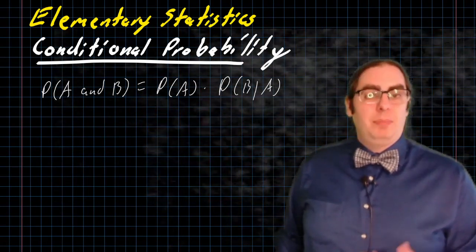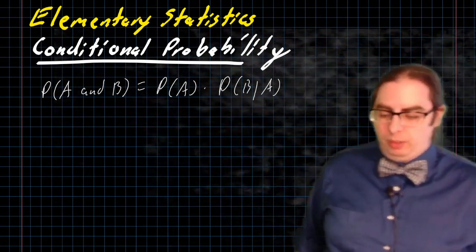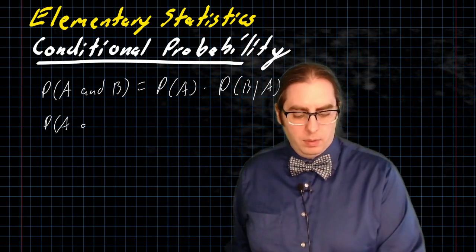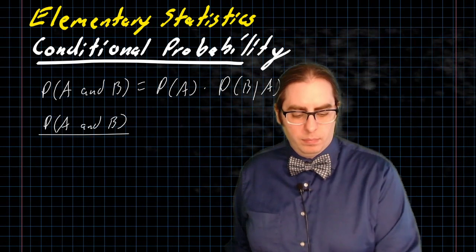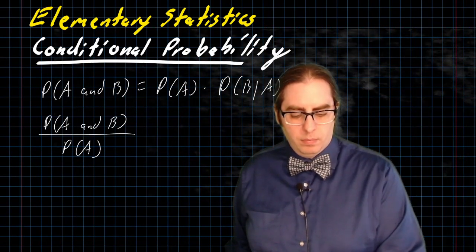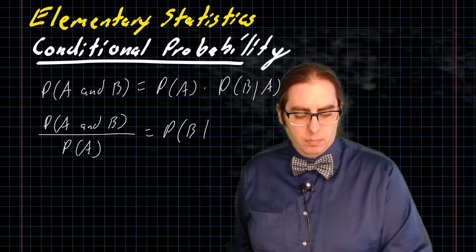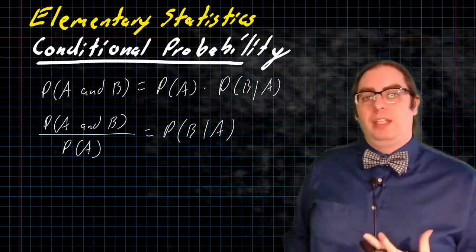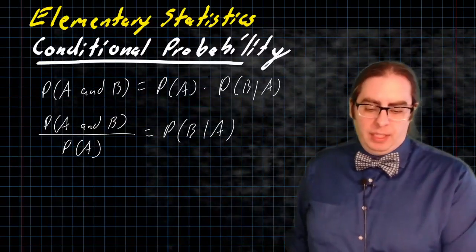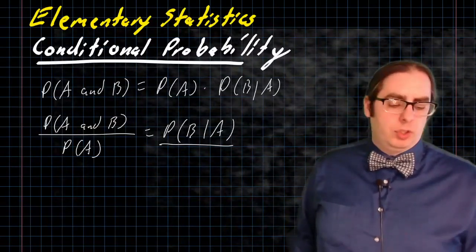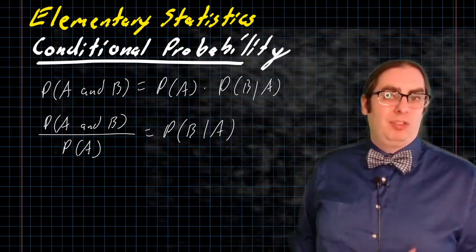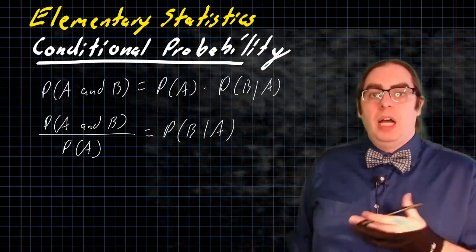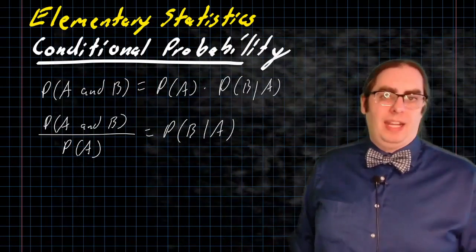And if I simply rearrange this equation just a little bit, I arrive at this version, which is known as the conditional probability formula. I think I mentioned it before, but this construction over here, P of B given A, is called the conditional probability of B. It is the probability of B under the condition that A has occurred.